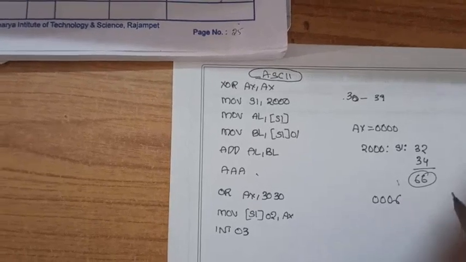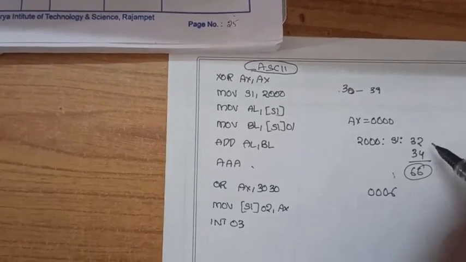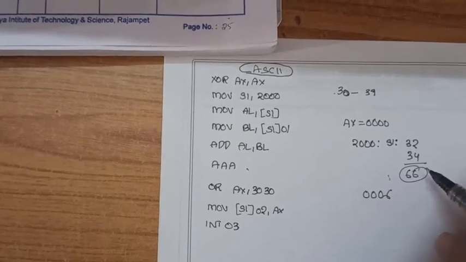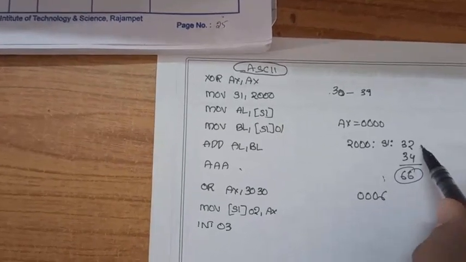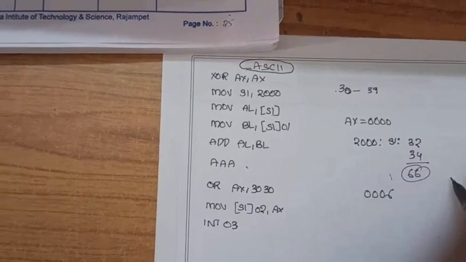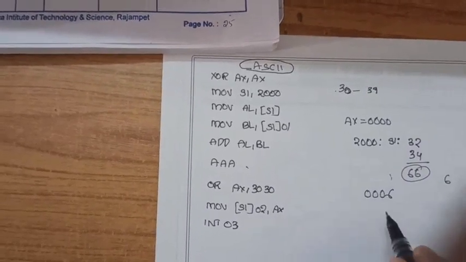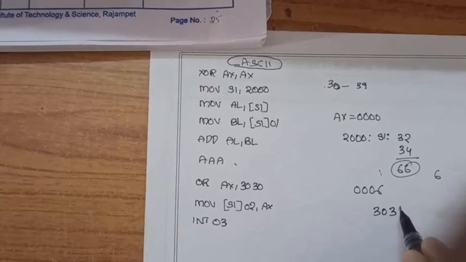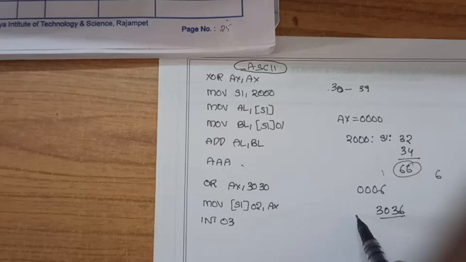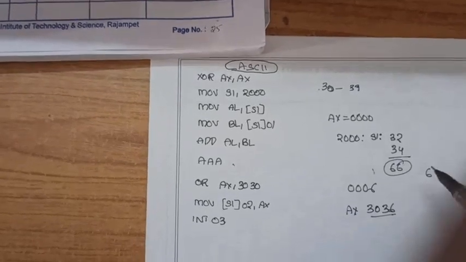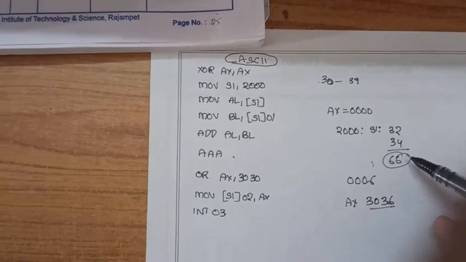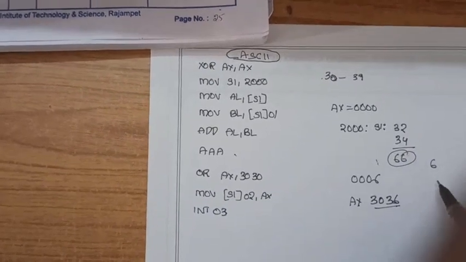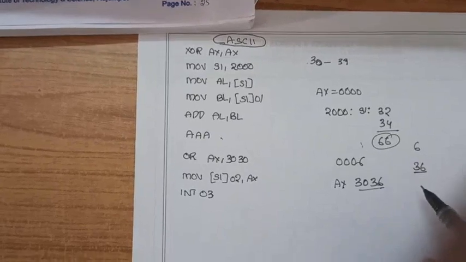But what do we expect in the form of ASCII addition result? 3234 is the input here, in the form of normal addition. This is 2, this is 4. What we require is 6. 6 in ASCII is what we need, so 3036 we require in the AX register. Whatever the normal decimal addition or BCD addition, we take 2 plus 4 equal to 6, but in ASCII output we require 36 as the output.